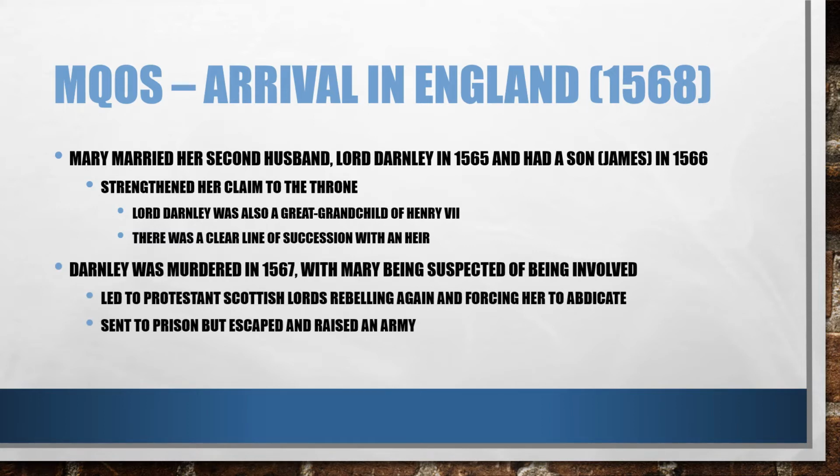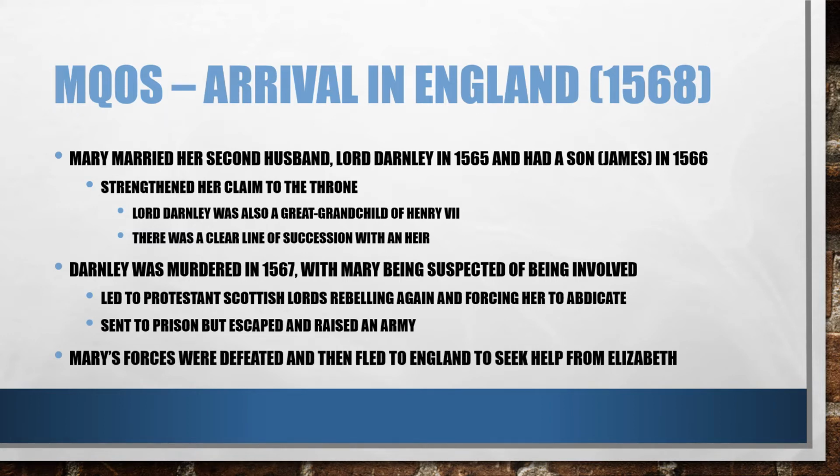Darnley was murdered in 1567, with Mary being suspected of being involved within his murder, and this led to Protestant Scottish lords rebelling again and forcing her to abdicate the throne of Scotland. She was sent to prison on a remote island, but Mary managed to escape and raised an army. Mary's forces were defeated, and then she fled to England in order to seek help from Elizabeth.